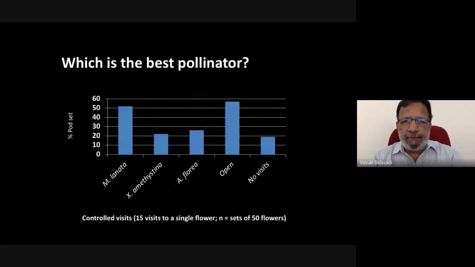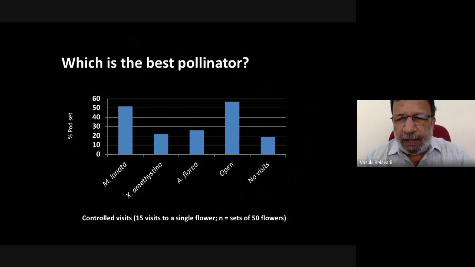in pod set. So in the next experiment, we had sets of plants for open pollination and under closed condition. And then another three sets, we allowed controlled visitation by only the said species. Like one set of flowers, we allowed only Megachile lanata to visit, and another set only Xylocopa to visit, and another set only Apis florea to visit.